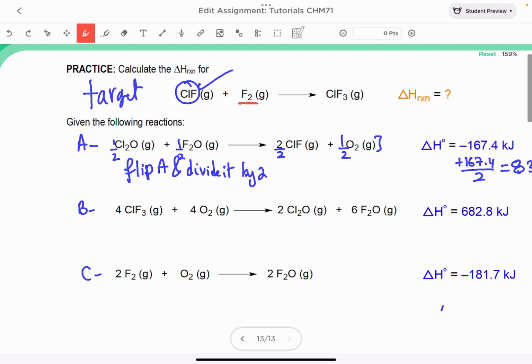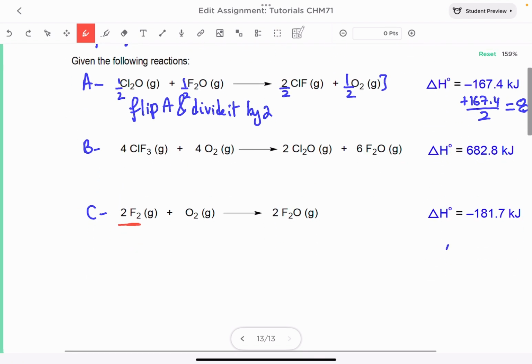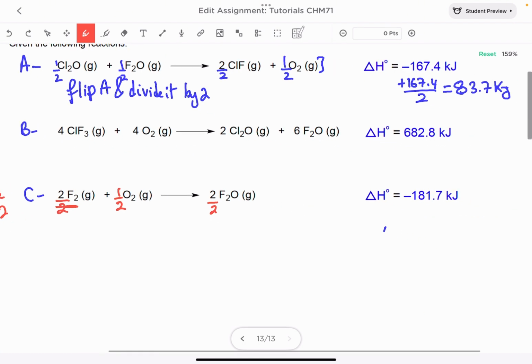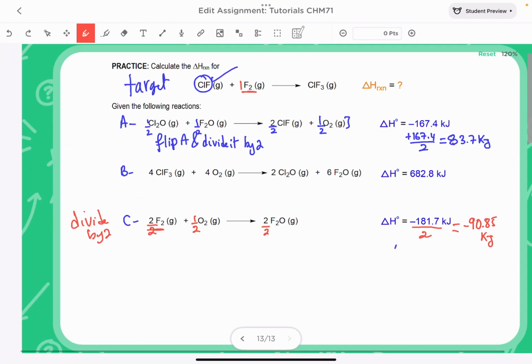Now let's move on to F2. Where is F2? I can find F2 in equation C. I have it as a reactant, so it's okay, it's on the correct side. However, I need 1 F2, and here I have 2 F2. So I decide to divide equation C by 2. So divide by 2. This will reflect back on the delta H. So negative 181.7 over 2, it's going to be negative 90.85 kilojoule. I'm done with this.